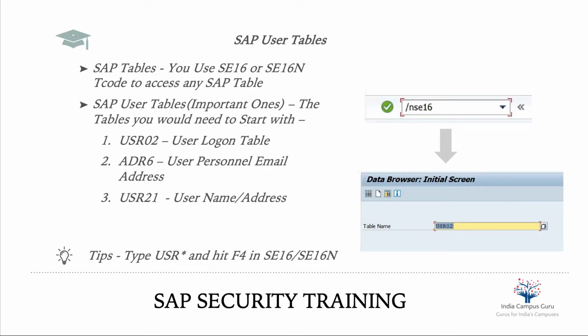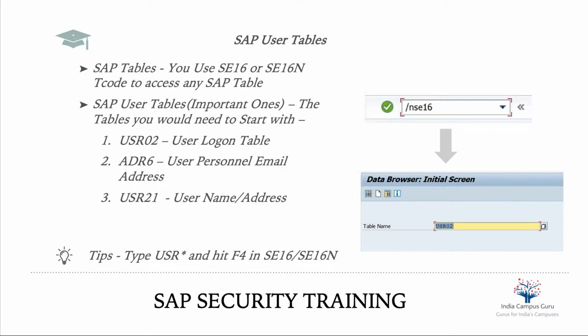SAP tables, like in any system or database, are tables. The database of SAP has tables which you can access from the SAP application layer. The T-code to access SAP tables is SE16, or the new version of SE16, which is called SE16N. For some reason, I'm an old SAP security guy, so I still prefer using SE16, but you can use either of these.